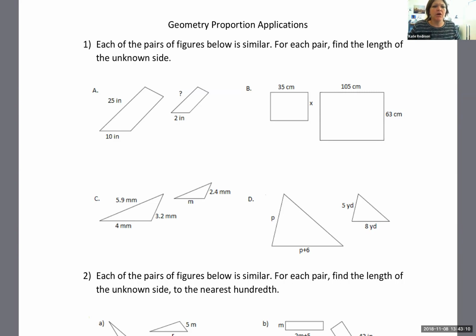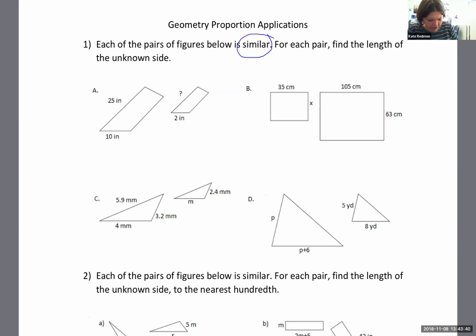Okay, so looking at 1A here, I guarantee you in my directions that we have similar shapes. It says each of the pairs of figures below is similar. I guaranteed you it was similar. You don't have to prove it. For each pair, find the length of the unknown side. So basically what we learned is if two shapes are similar, then fractions made out of their corresponding sides will be equal. They guaranteed me that these two things are similar.